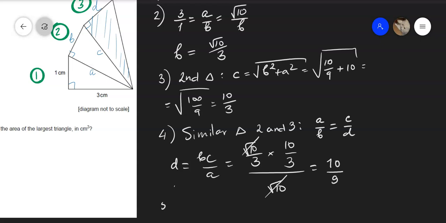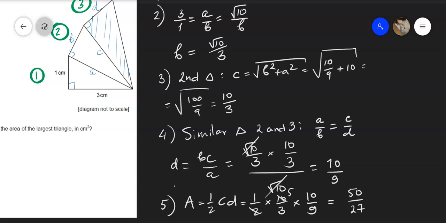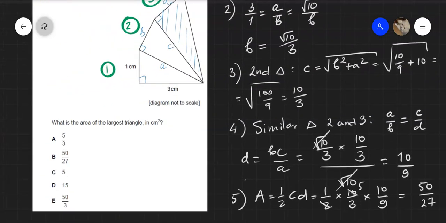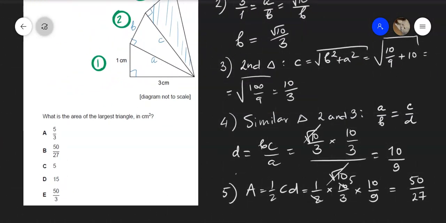And finally, step 5, the area of the large triangle equals half times C times D, and this is equal to half times 10 over 3 times 10 over 9. So we can cancel out 2 with one of the 2's in the numerator, and the answer is therefore 50 over 27, which in our question corresponds to B.